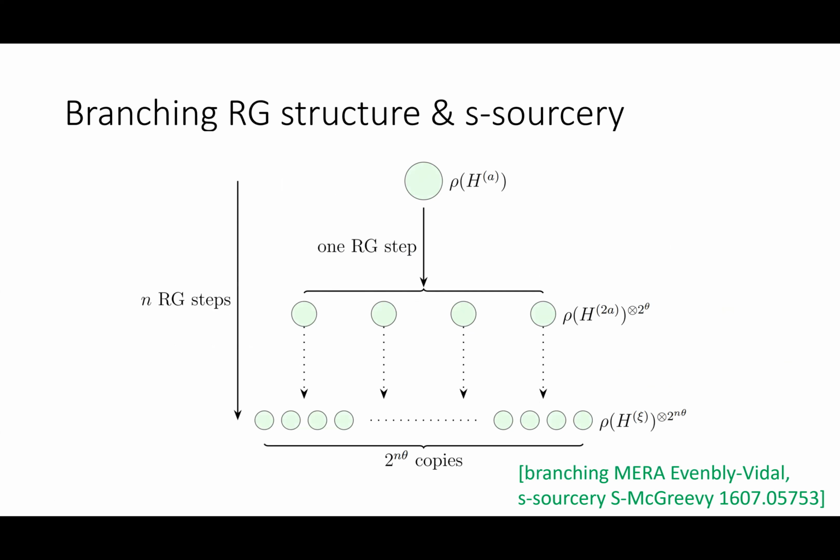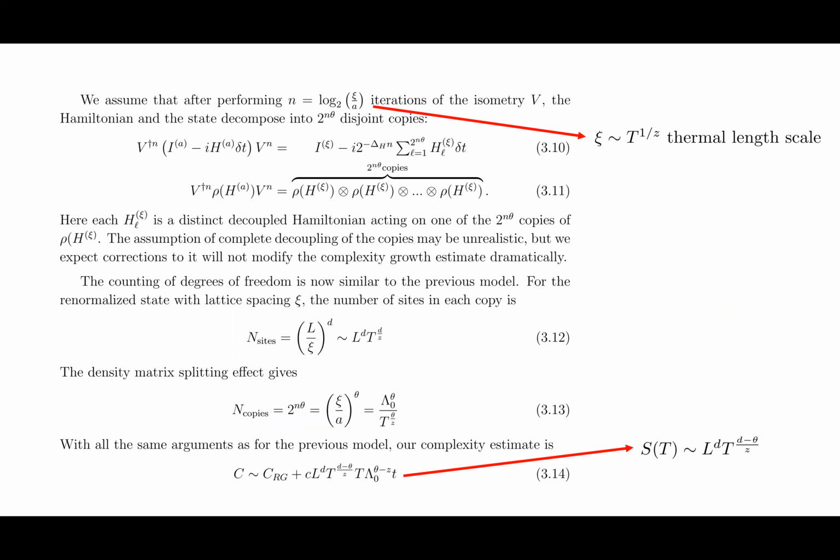And what we can argue is that this tensor network structure would actually recover that complexity growth rate that we had in the holographic model. Let's see how that works. So here, sorry, I was a little lazy, so I just copied part of the paper.